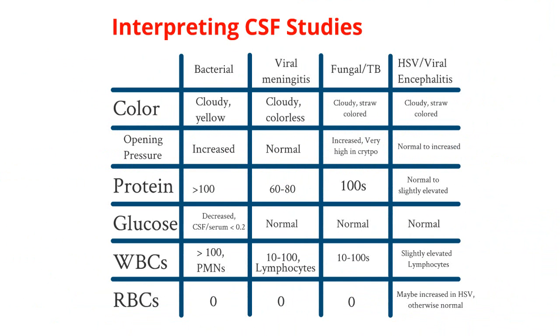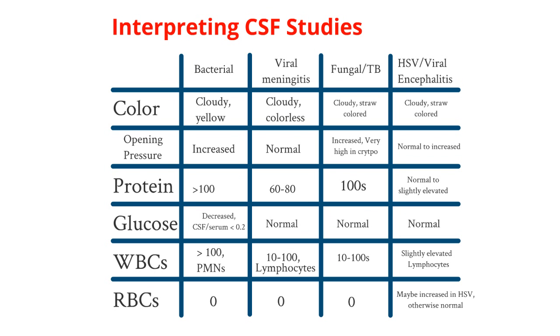So bacterial meningitis generally appears with CSF that's cloudy and yellow. There's an increased opening pressure, though not extremely high. The protein is very elevated, usually greater than 100, with a decrease in glucose CSF. Now, your CSF glucose to serum glucose ratio is less than 0.2, indicating this decreased amount of glucose in the CSF. Now, your white blood cells will generally be greater than 100 in your CSF fluid, with a predominance of PMN, so neutrophils will be predominant in your CSF fluid in bacterial meningitis. You should have no RBCs present also.